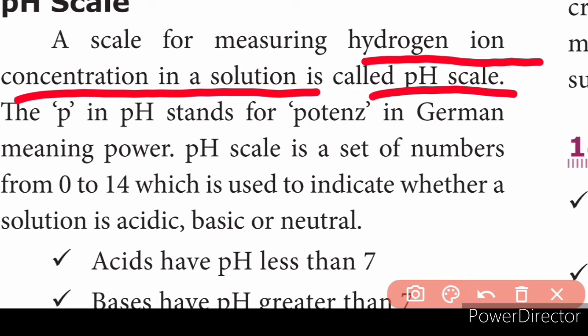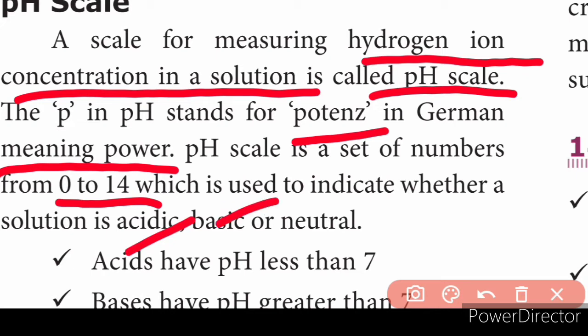The amount of hydrogen ion present in a solution is measured by the pH scale. So what is P here? P stands for potenz, which in German means power. So we are going to calculate the power of hydrogen present in a solution. It indicates a set of numbers from 0 to 14, which is used to indicate whether a solution is acidic, basic or neutral.